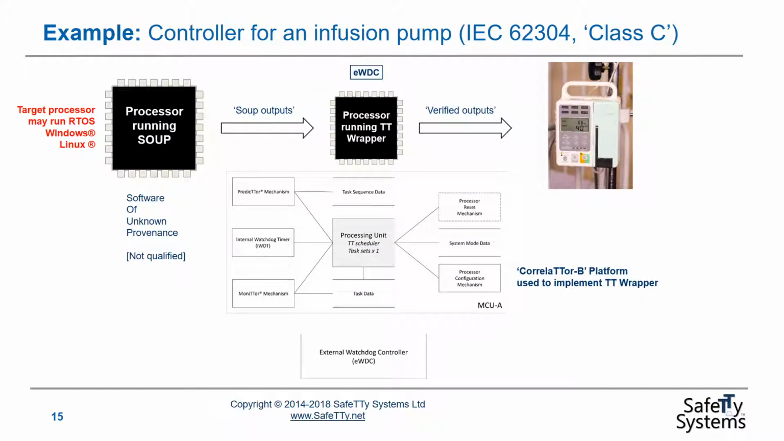Another example, suppose we want to develop a controller for a medical infusion pump. This might be used to deliver drugs to a patient in a hospital environment, for example. In this case, we have a small TT processor running as a wrapper here, so that we have a main processor system running what's known as SOUP, software of unknown provenance. We assume that exists already. That's not something that we would provide to you as part of your package.